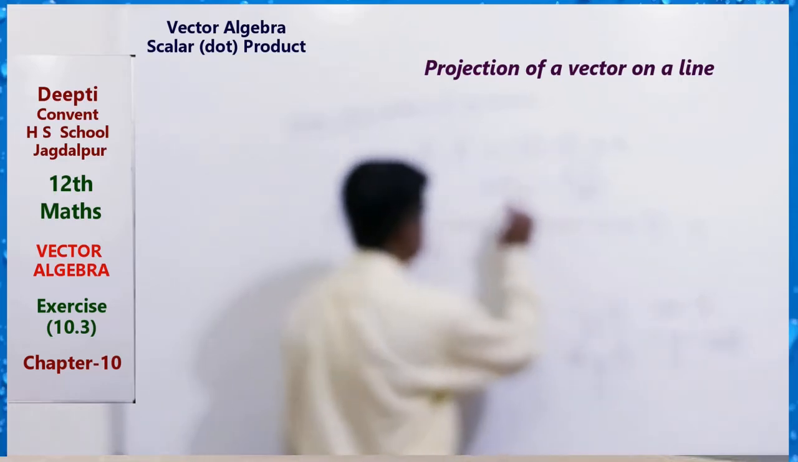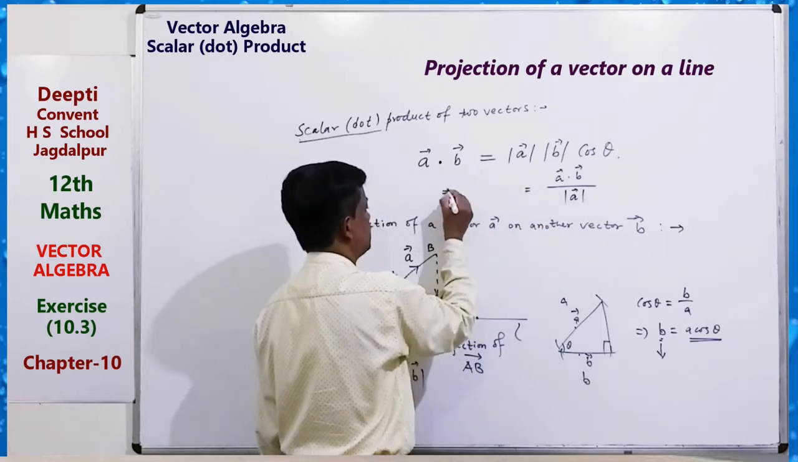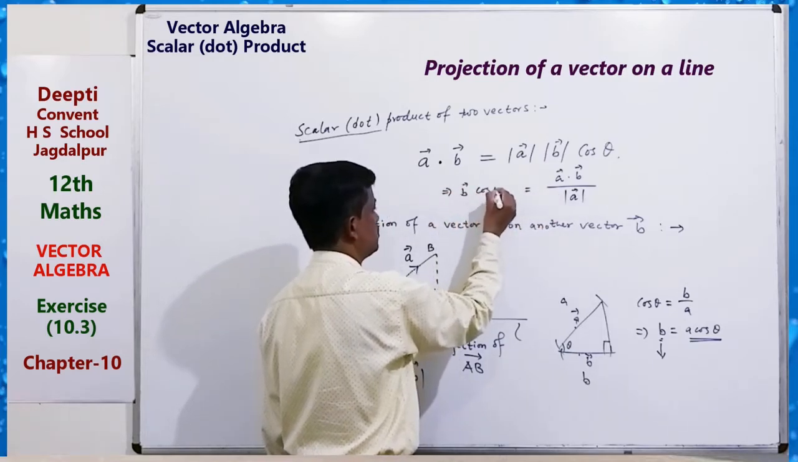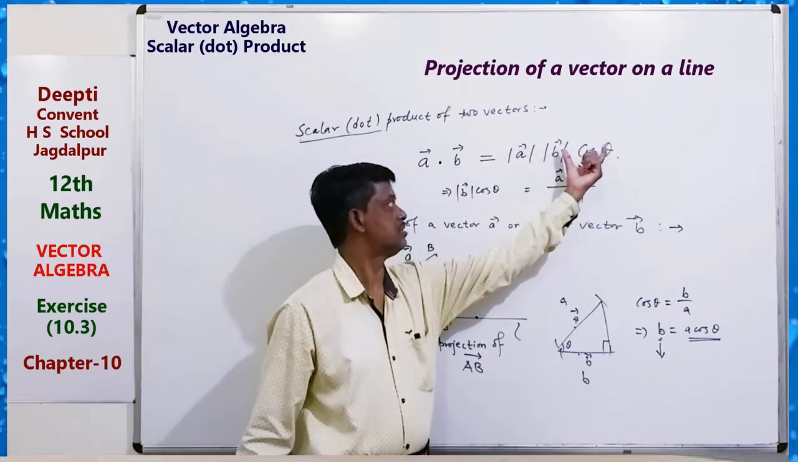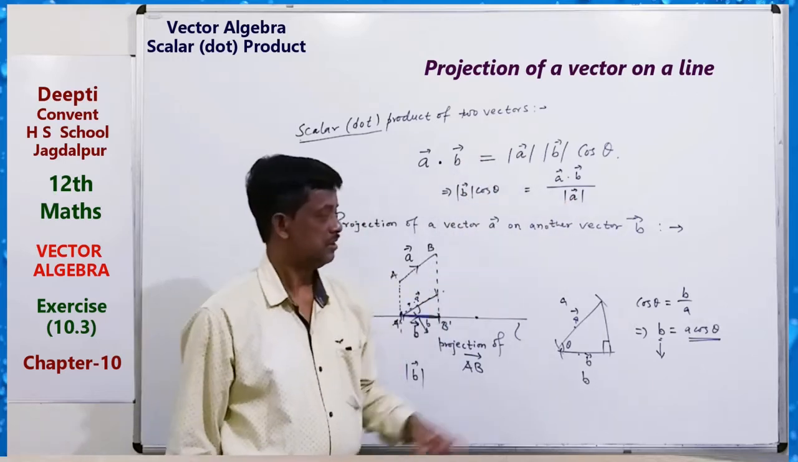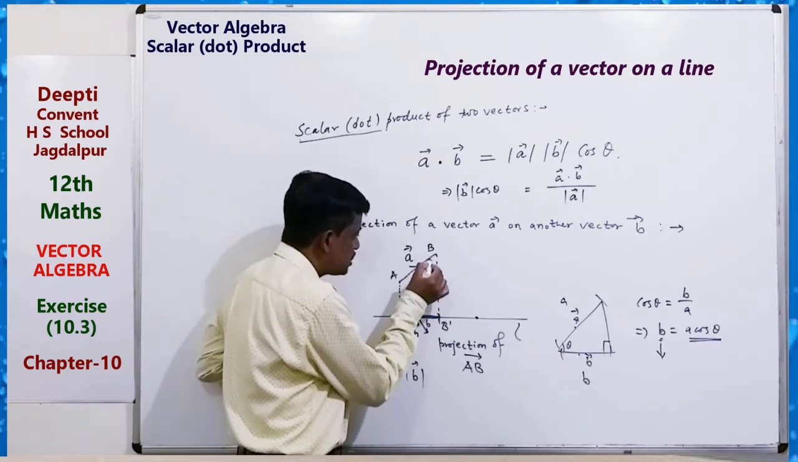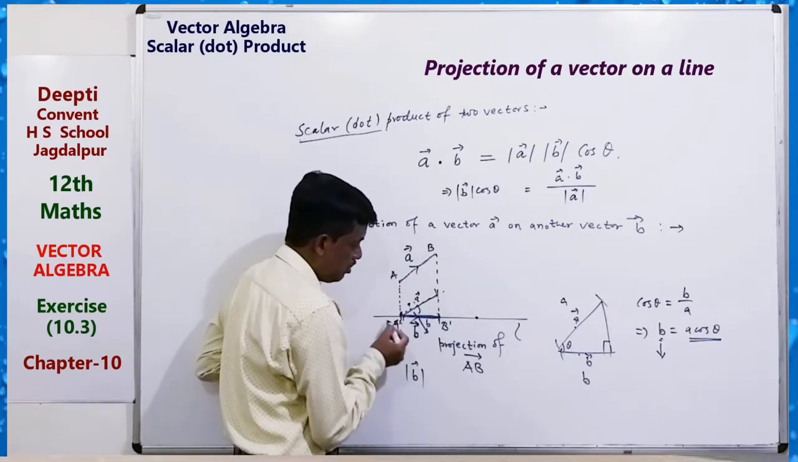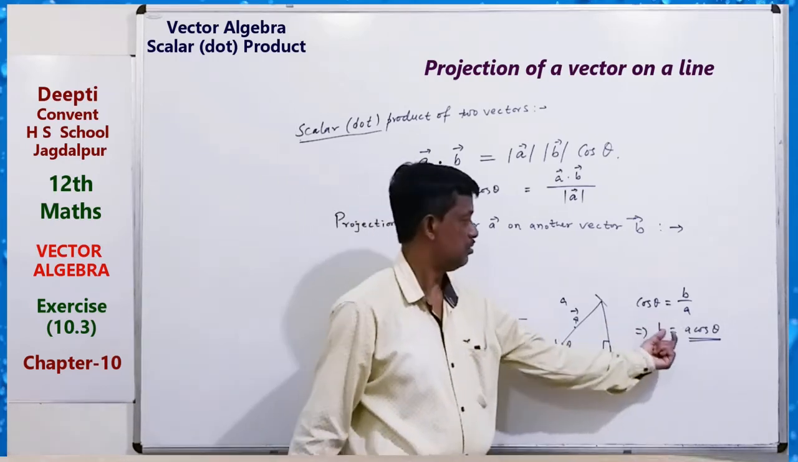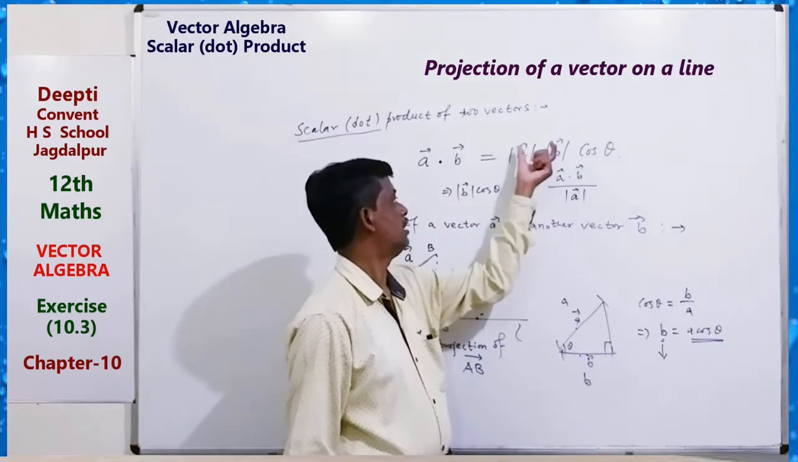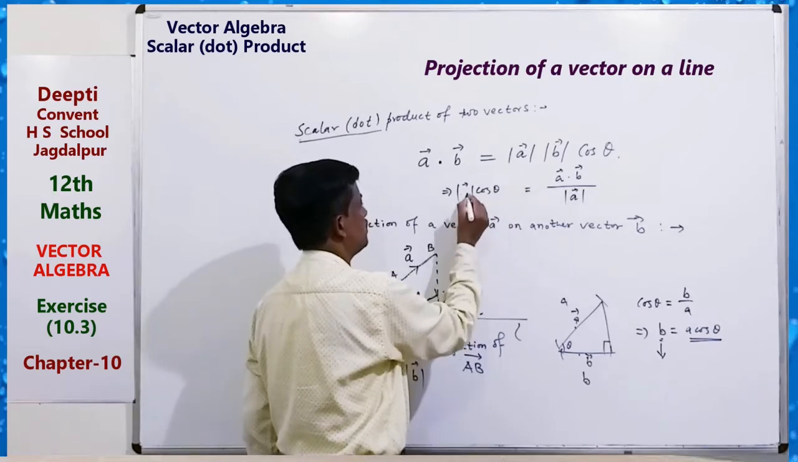This B is this. From here, just like this, modulus B cos theta is equal to this. Here, mod B cos theta is equal to A dot B by mod A, A cos theta. So, the projection of vector A on vector B is given by mod B equals this, A cos theta. A cos theta means, here, just like this.